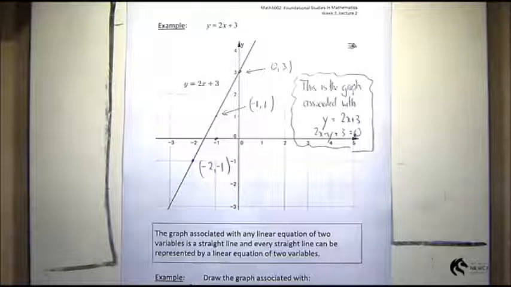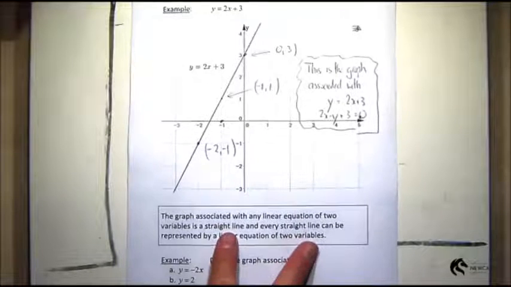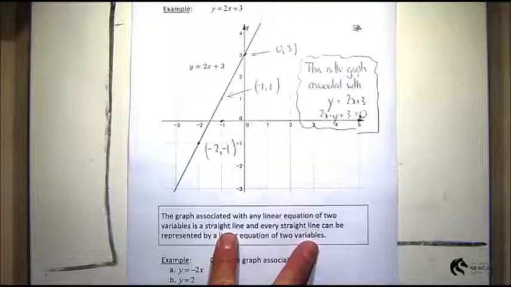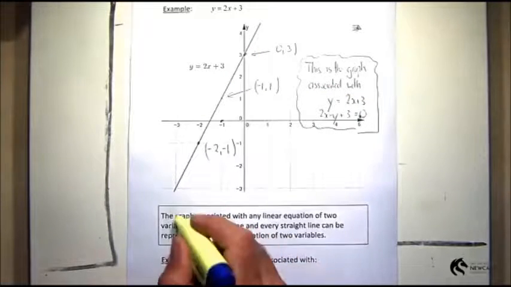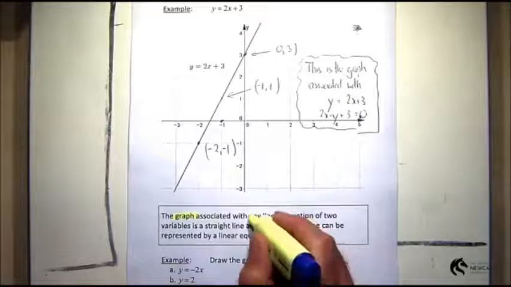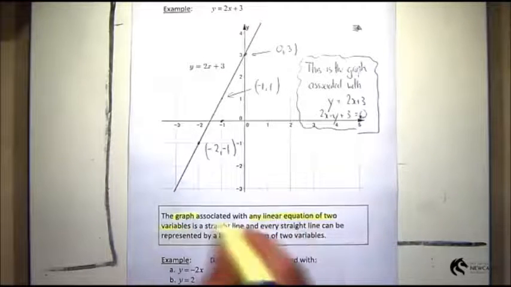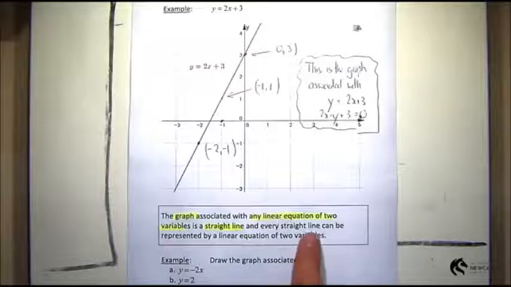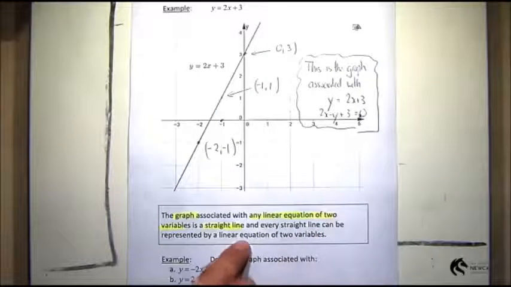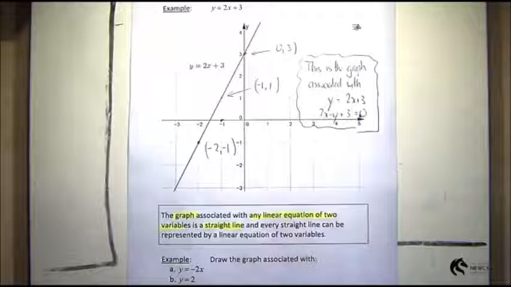Now it turns out that every linear equation of two variables, if I graph the values of the points that satisfy that equation, the graph always turns out to be a straight line. So the graph associated with any linear equation of two variables is a straight line. And of course, that's why it's called a linear equation, because it's a line. And likewise, every straight line can be represented by a linear equation in two variables. So we've got a one-to-one correspondence in there.